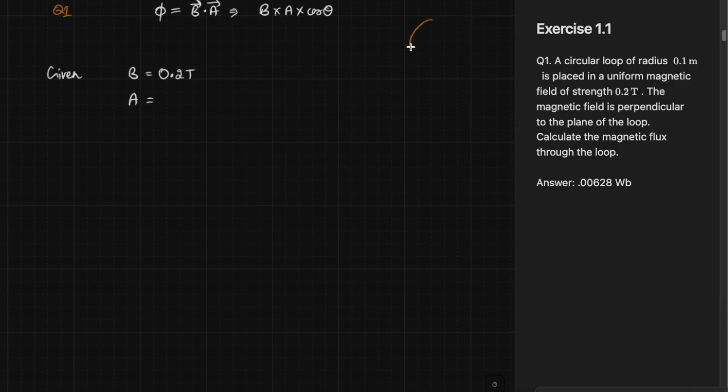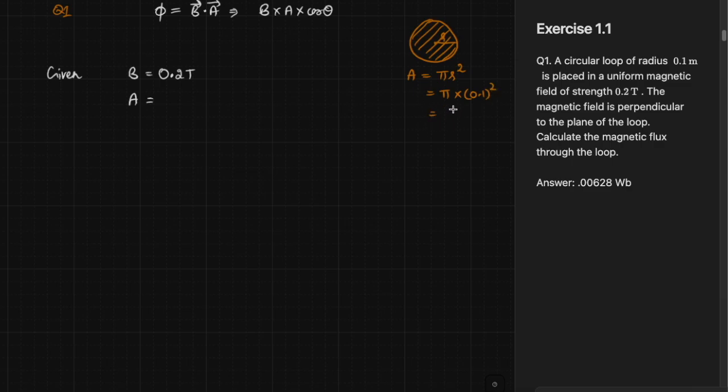So if we have a circle and we know the radius, we can calculate this area by the formula pi r square. So the area of the loop will be pi r square. Now we need to calculate this, which will be pi, you can put the value 3.14 or 22 by 7, multiplied by r square, which is given in meters, 0.1 meters. We will put that and we'll square it.